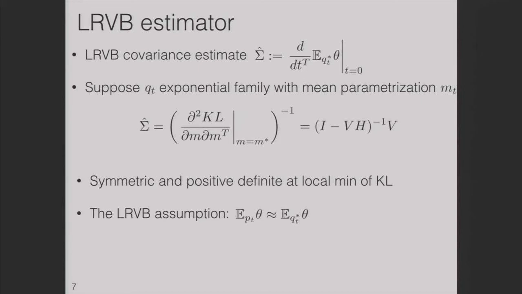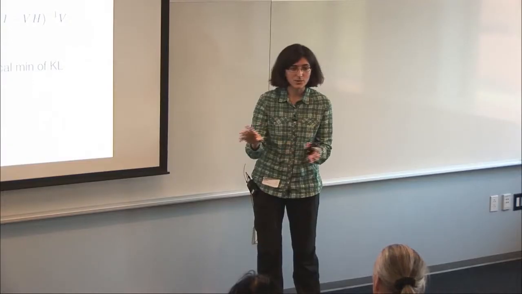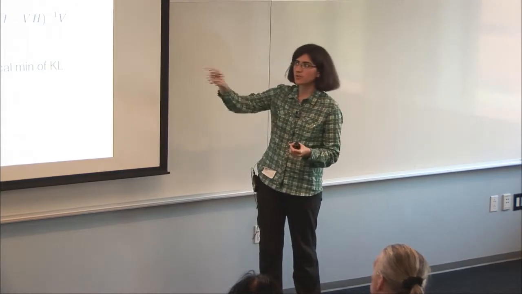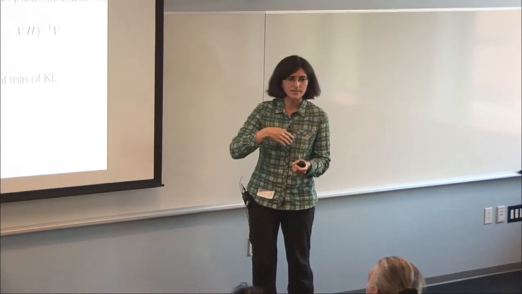What is H? So H is the expectation under Q of the posterior, which sounds crazy because we don't have the posterior, but then we take the second derivative with respect to m. So the normalizing constant goes away. And so it's something we can calculate with like auto differentiation.